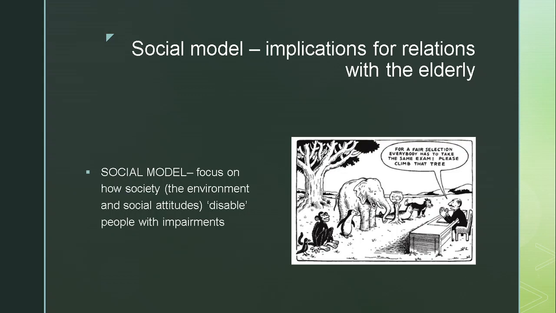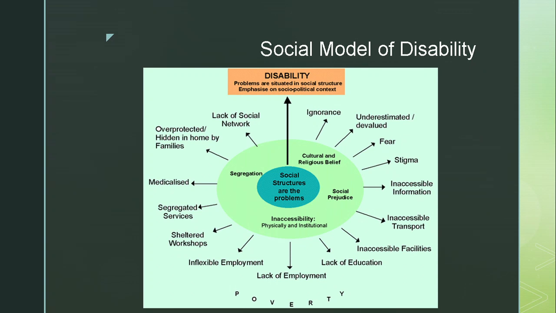Now, in the social model, the focus is on how society disables people with impairments. And what we essentially mean by society is the environment and the social attitudes that people have. So it's not on the person with the disability, or in this case, the person who's older, but actually on society and the way we view older people, which is really the issue. So in terms of the social model of disability, within this model, the problems are situated in the social structure.